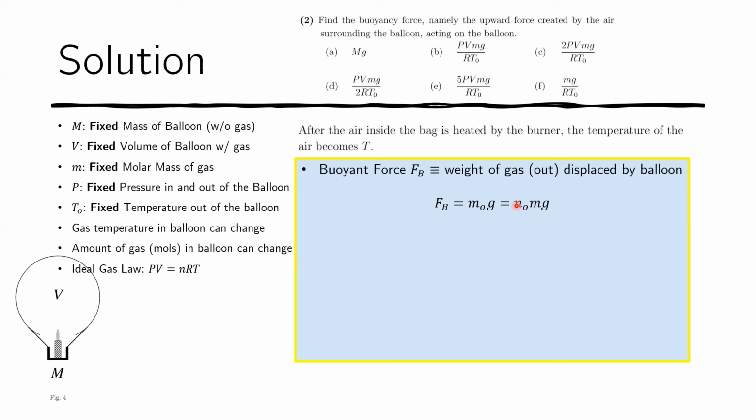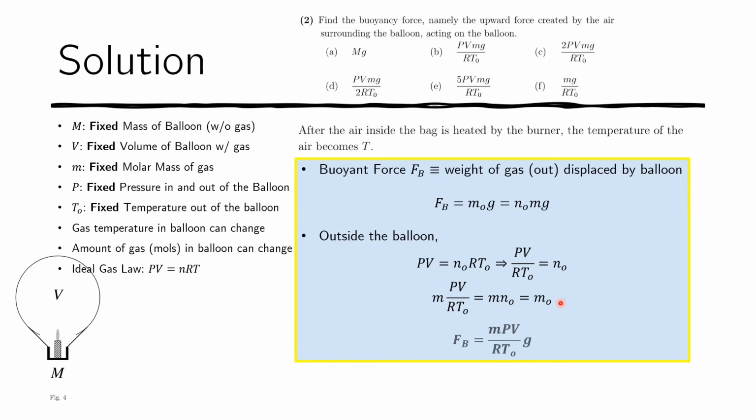Outside the balloon, let's say there are n sub O moles of gas that was displaced. We are looking for that n sub O, and again we use the ideal gas law. We have PV equals n sub O times R times T sub O, because T sub O is the temperature outside the balloon, and we're looking at the gas outside the balloon here. So we can solve for n sub O. Now that we have n sub O, we can find this quantity: we multiply by M, and then also by g, of course. So this is what we get: PV over R T sub O, where the M is from here and the g is from here. Therefore, this is the correct answer.